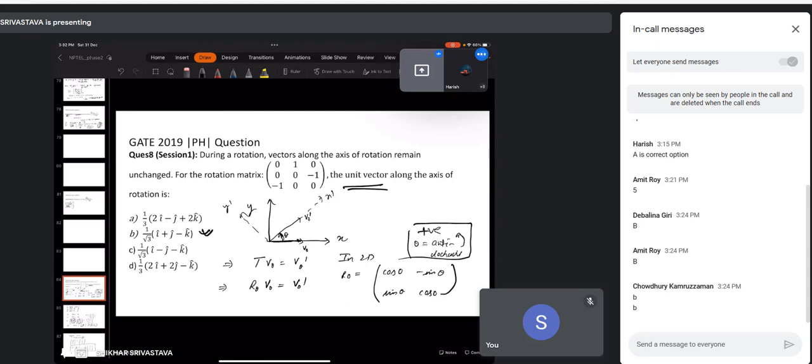So is it clear? No, sir. To whom is it not clear? Harish. Harish, what did you not understand?